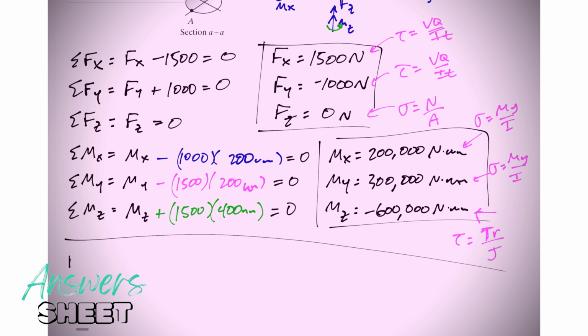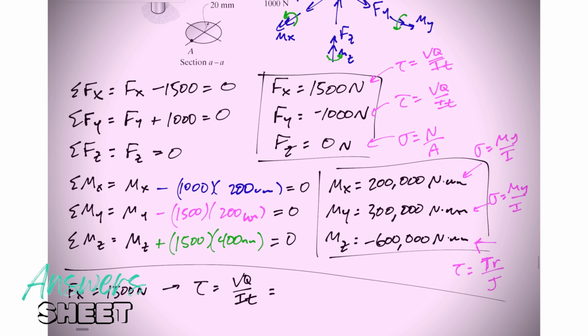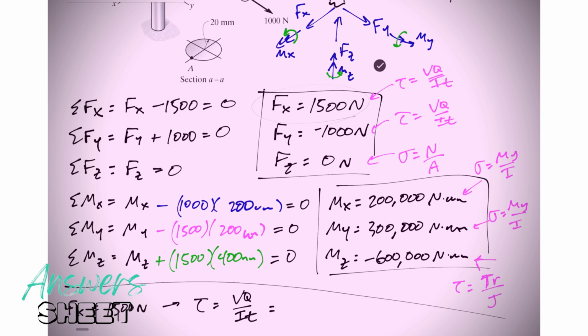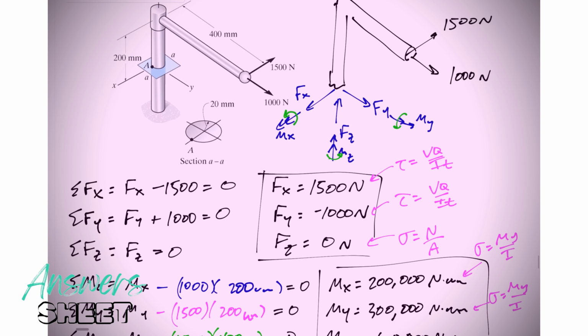Now let me start with this Fx of 1,500 newtons. It could cause, and I say could, it might be 0 depending on the point that we're looking at, it could cause VQ over IT. The V would be 1,500, but the Q we'll talk about. All right, so I have an internal 1,500 Newton force in the positive X direction. Internal 1,500 Newton force right here. 1,500 newtons in the X direction.